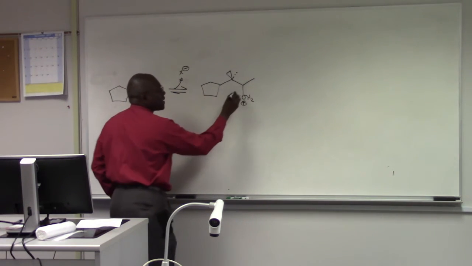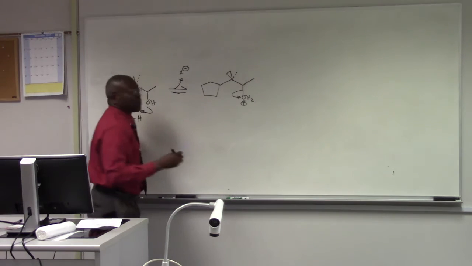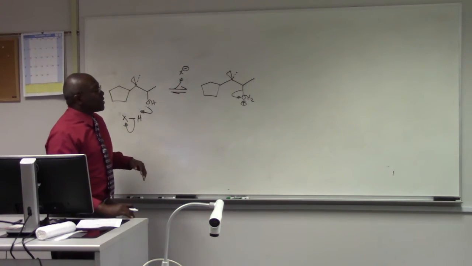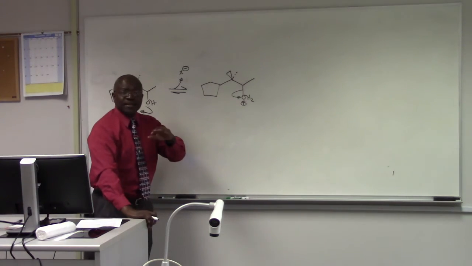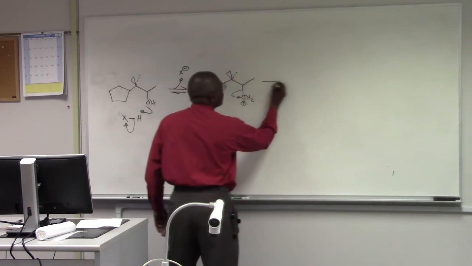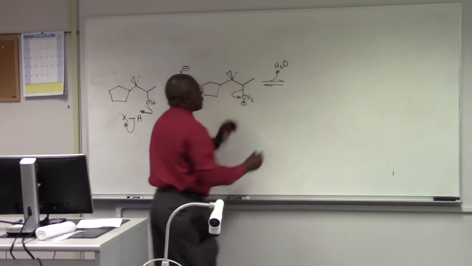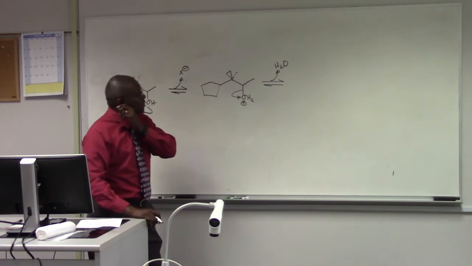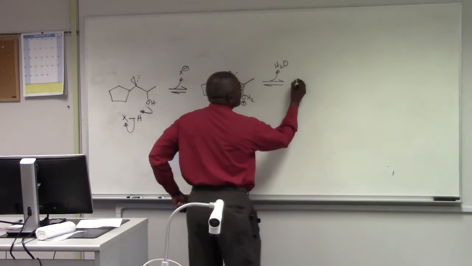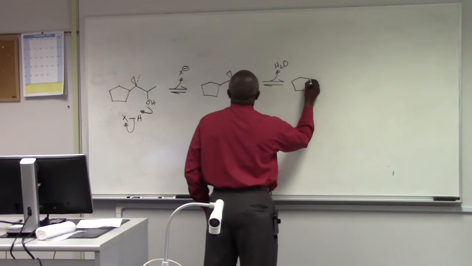Now this time, I can actually lose the water molecule on its own because secondary carbocations are modestly stable. So I'm going to lose the water molecule. That is also an equilibrium. Loss of water from an oxonium ion is an equilibrium, and that will generate the secondary carbocation.